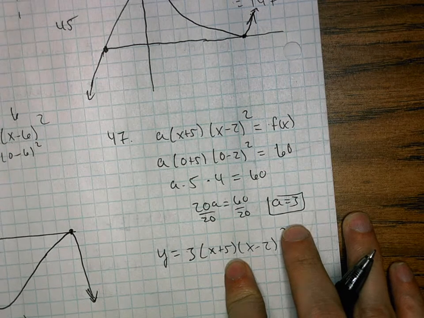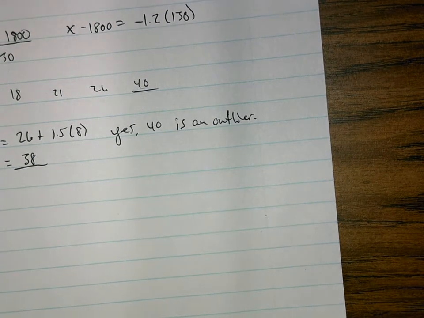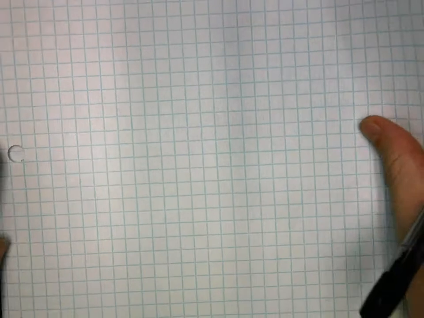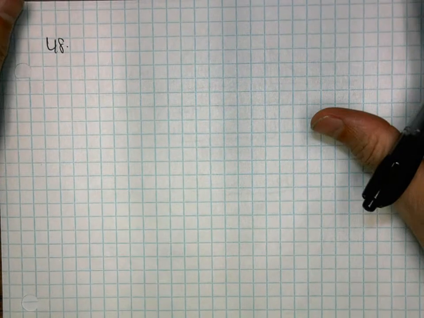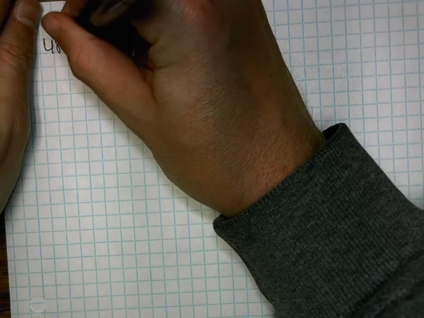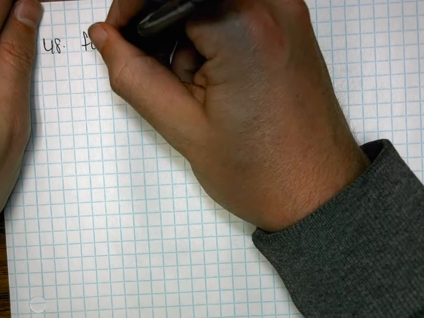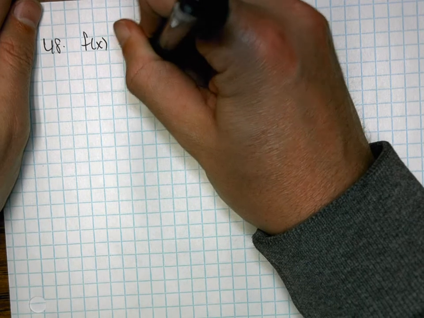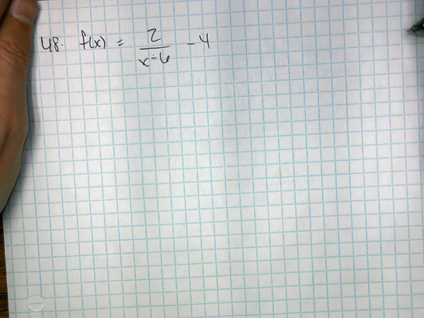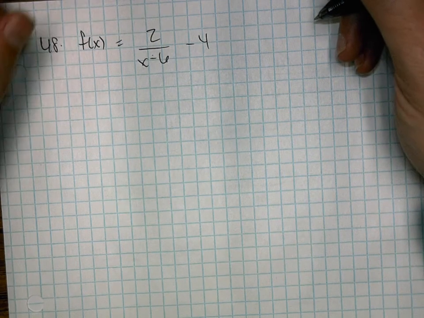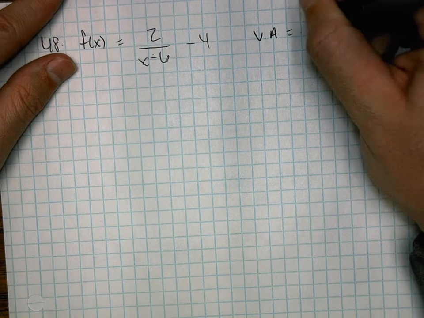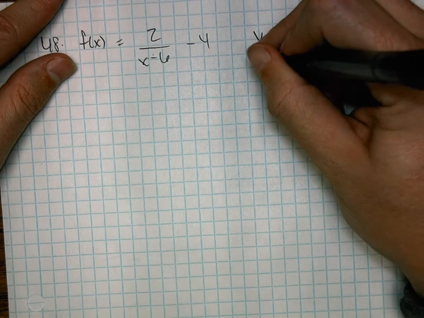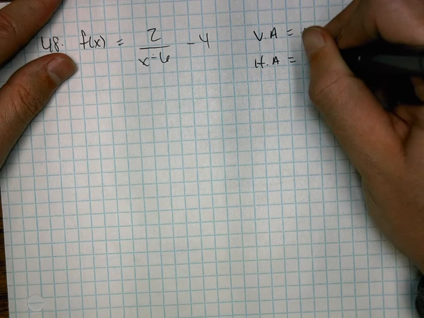48. Sketch the function and identify the domain and range. So we got f of x equals 2 over x minus 6 minus 4. So let's first talk about some asymptotes. The vertical asymptote is x equals 6. The horizontal asymptote is y equals negative 4. These are your asymptotes right here. That's how you find them.